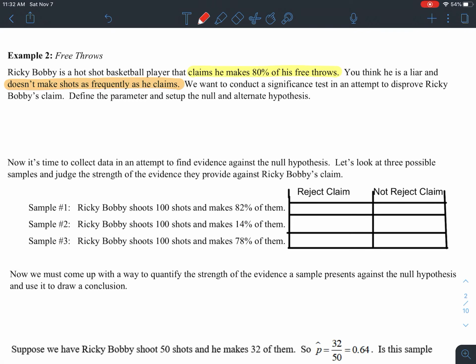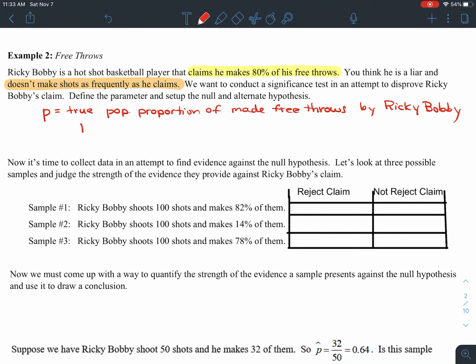First, though, we want to define the parameter and set up the null and alternative hypotheses. So we're going to let P be the true population proportion of made free throws by Ricky Bobby. Okay, so that's his actual proportion of made free throws.